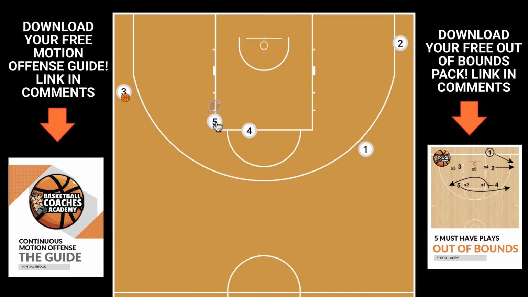Number 4 will come off that screen here. Boom, pop up top. Number 5 rolls to the basket. Maybe we can get them on the cut the second time. So this is a play that the Golden State Warriors often use. A good thing about this play is that it is continuous. You can continuously run through this play, but you can also, if you want to switch it up after the first possession, you can as well.